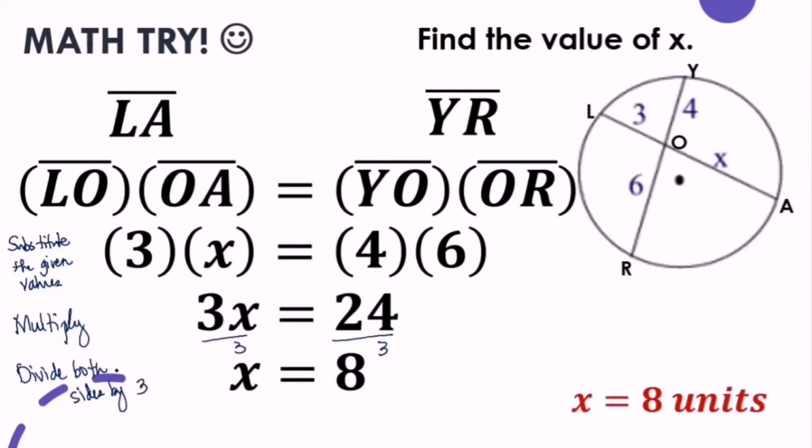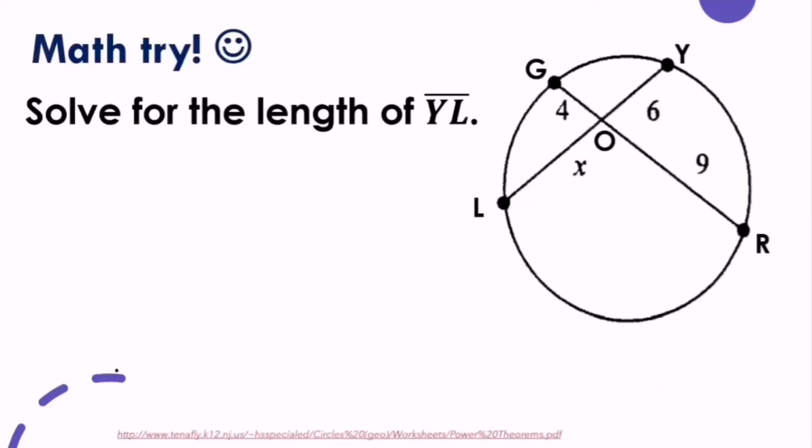Okay? So, I hope everything is clear with you about the chord-chord theorem. Next one. Let's have a harder one. So, solve for the length of segment YL. So, for this, again, you're going to identify the two chords. What are those? We have segment YL and the segment GR.